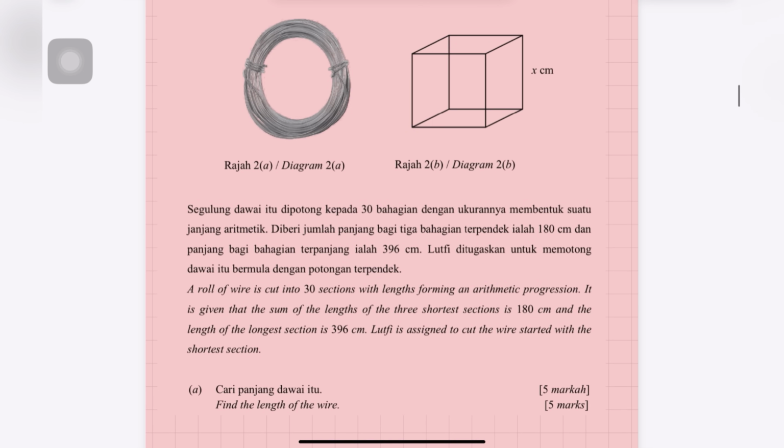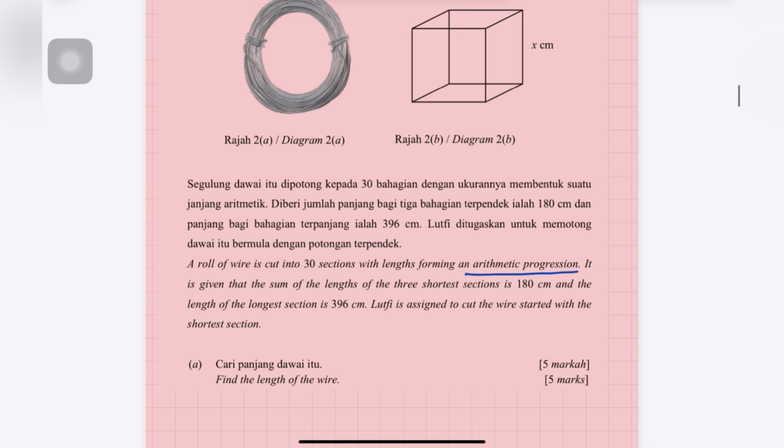Kat sini clearly given arithmetic progression. So maksudnya dalam arithmetic progression we must know the value of A first term and D common difference. So ada two unknown yang kita tak tahu kat sini. So meaning that we have to find A and D first, maybe by using simultaneous equation. So that's why we need to form two equations. Two unknown, two equations kita kena form.